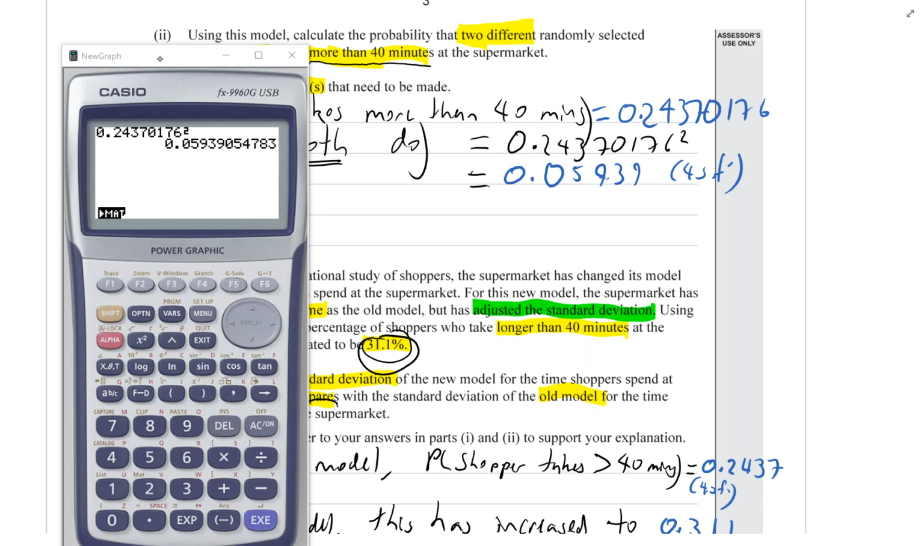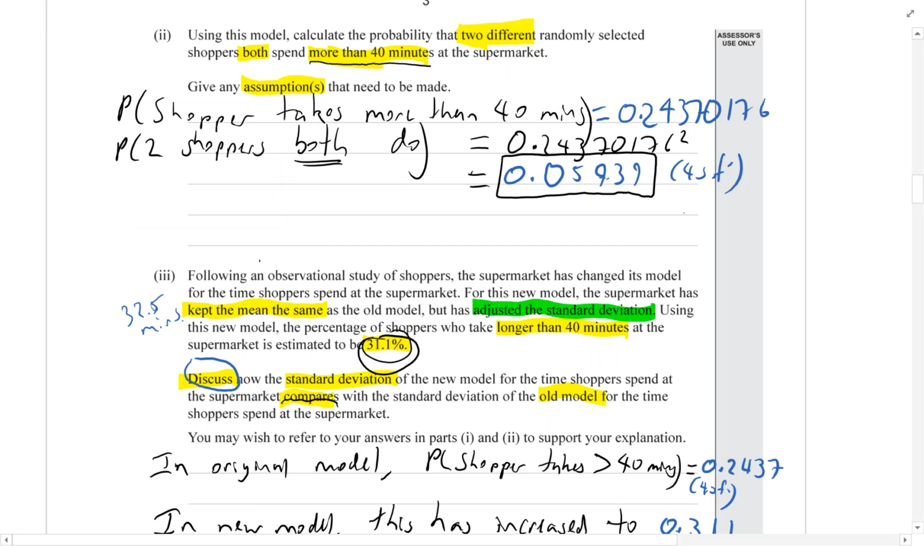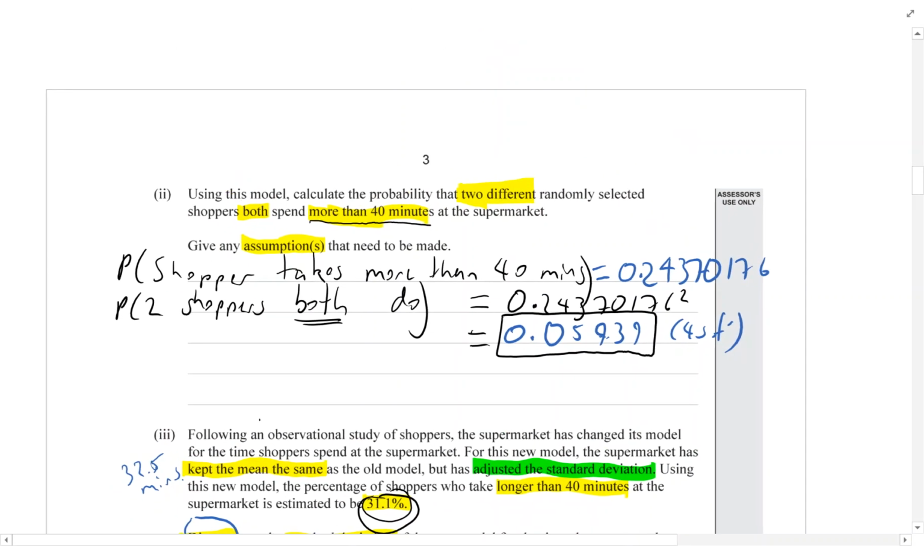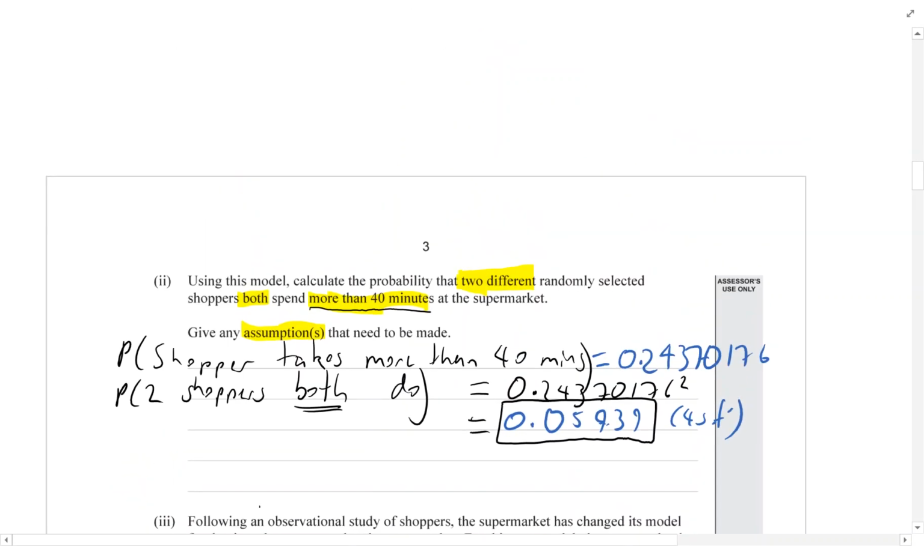And we get 0.05939 to 4 significant figures. Okay, now why do we do that? Why is it that we can square the probability for one shopper, do you think? Because it's really important that you understand this. Don't just memorize it, you need to understand it.